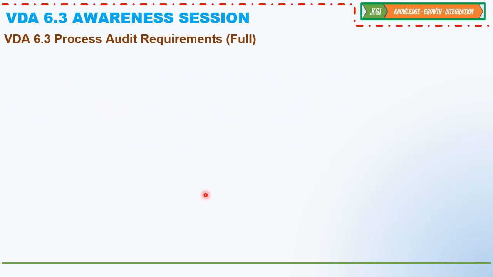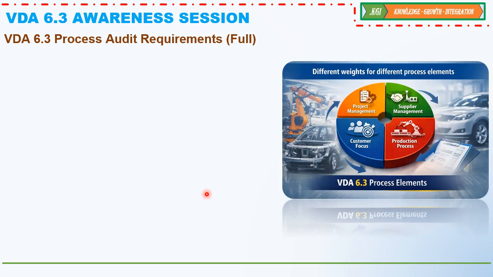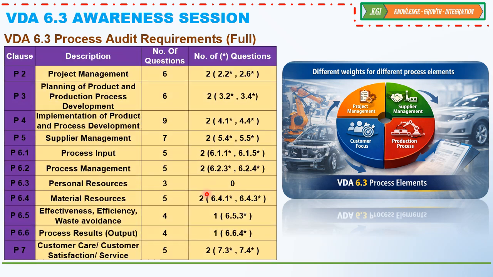In this slide, we are going to discuss the score assigned across different process elements. Let's break down the process elements. In VDA 6.3, P2 denotes project management planning, where the total number of questions is 6 and 2 are mandatory questions. P3 says planning of product and process development. The total number of questions under this clause is 6, where 2 questions are mandatory.